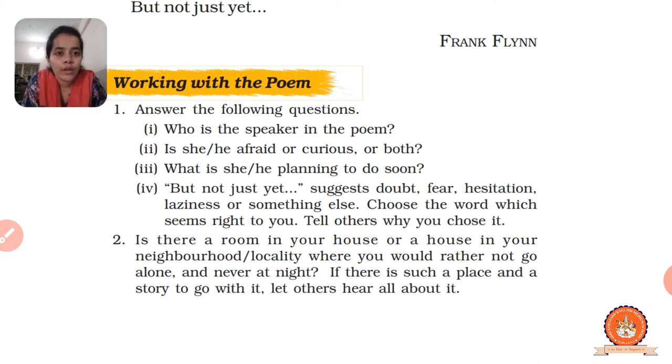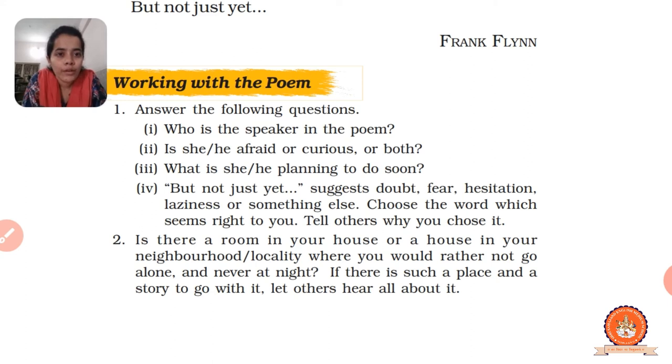And then we have the next one, what is she or he planning to do soon? In the poem we saw what they are planning to do soon. Here the poet is planning to go inside the shed very soon, but as of now he has not decided on which day or at which time he'll go there, but he has decided that he will surely go one day into the shed. And he will explore the shed, see what things are over there, and whether there is someone really staring at the poet himself, all right.